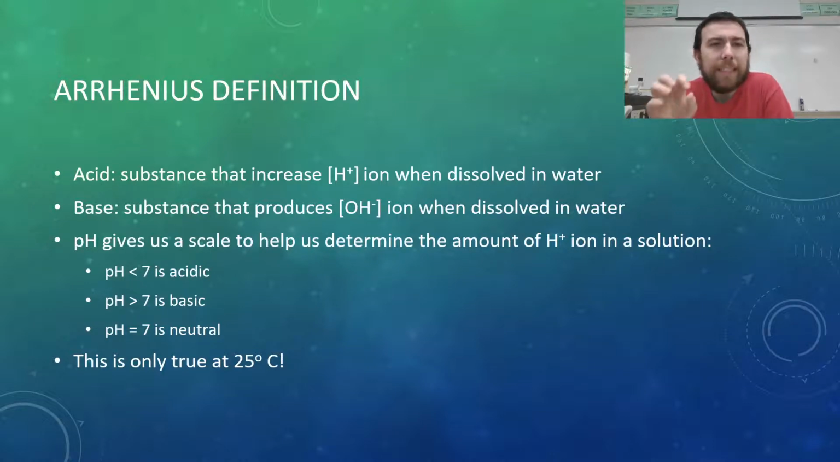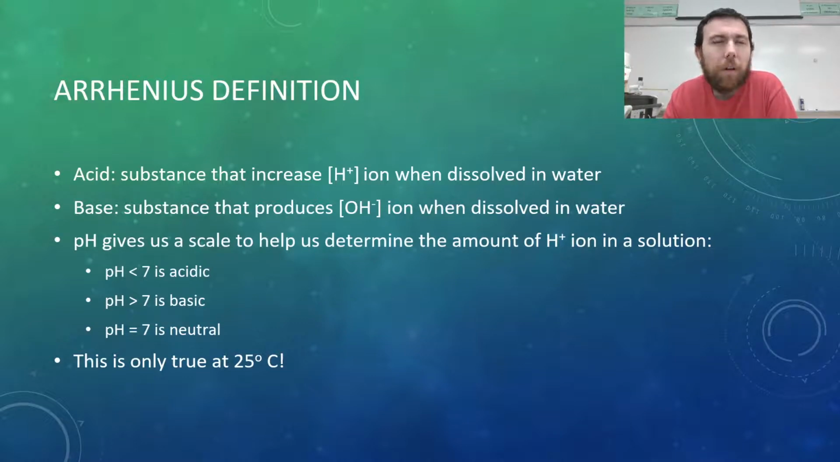So that's our Arrhenius definition, right? Increasing H plus or OH minus ions is what's going to determine whether or not something is an acid or a base. So for example, hydrochloric acid, when it's placed in water, is a strong electrolyte, so it's going to increase the amount of H plus ion in solution. Another good example, sodium hydroxide. When sodium hydroxide is dissolved in water, it produces hydroxide ions, so it increases that OH minus concentration, and therefore it's a base.